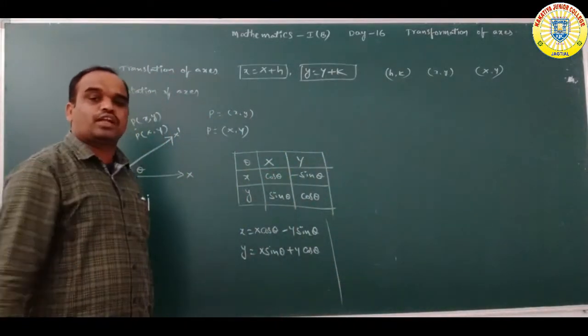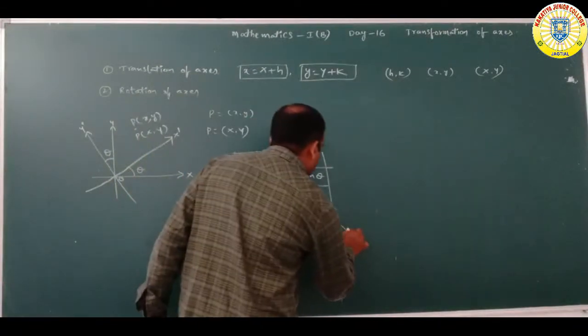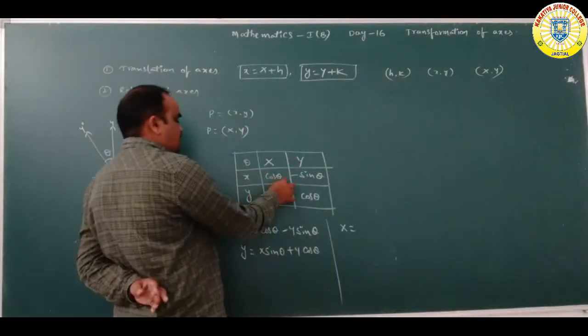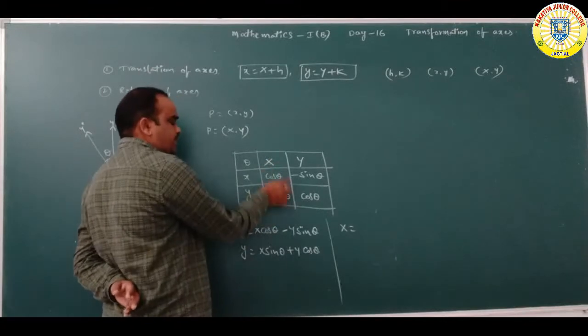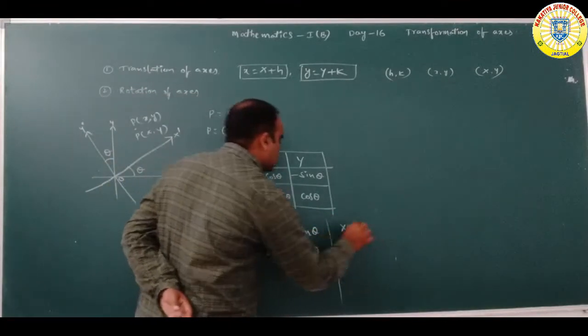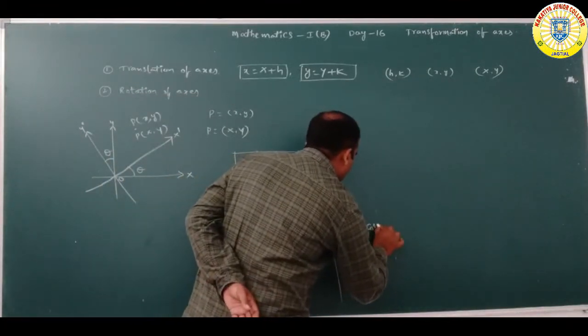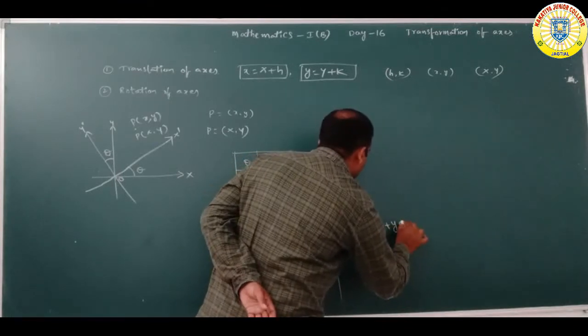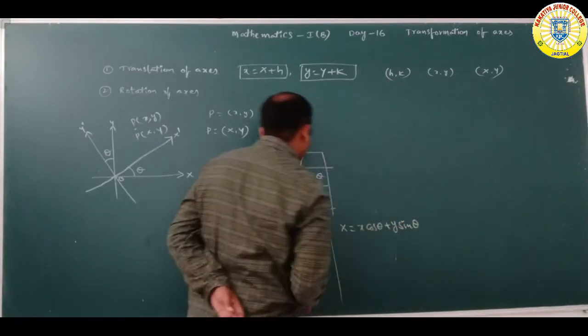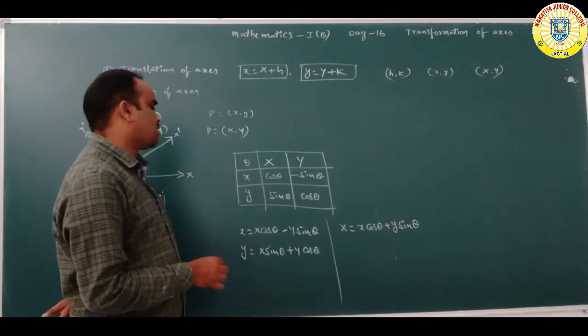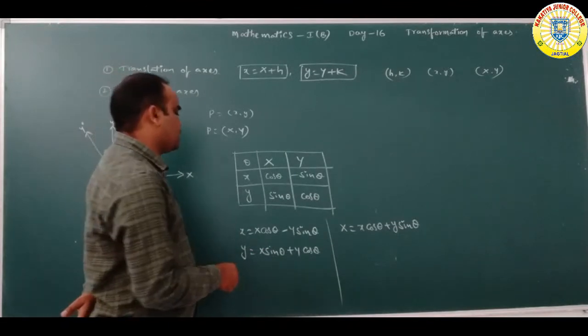Here we are taking the vertical lines. Capital X is equal to small x cos theta plus small y sin theta.